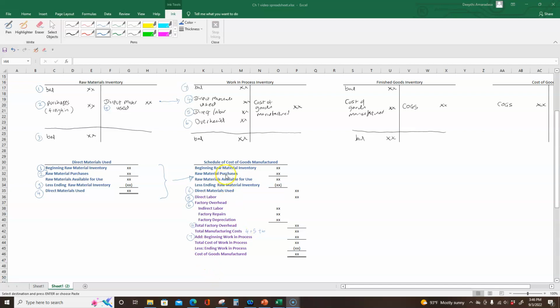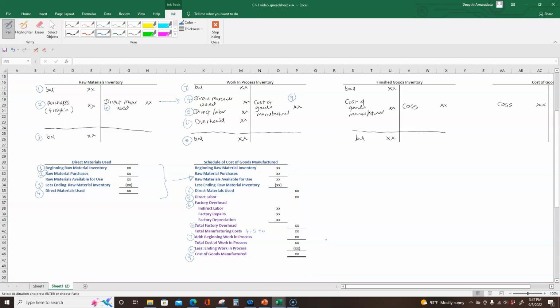Our goal of preparing a schedule of cost of goods manufactured is to figure out how much is the cost of goods manufactured during the period. To do that, we are going to subtract the ending balance of work in process, which I'm going to label item number 8 here. And that is less ending work in process to give us cost of goods manufactured, which I'm going to label 9.